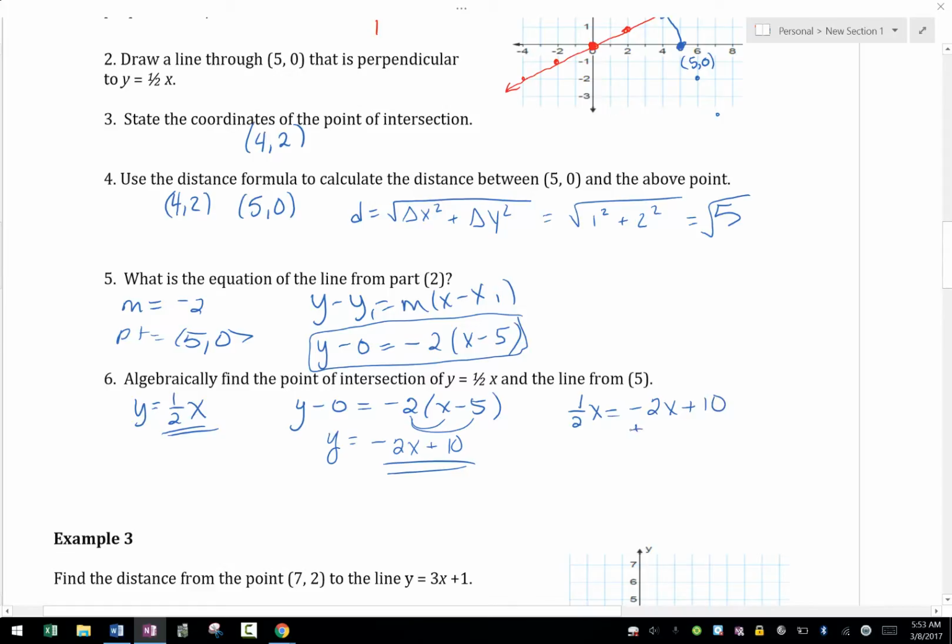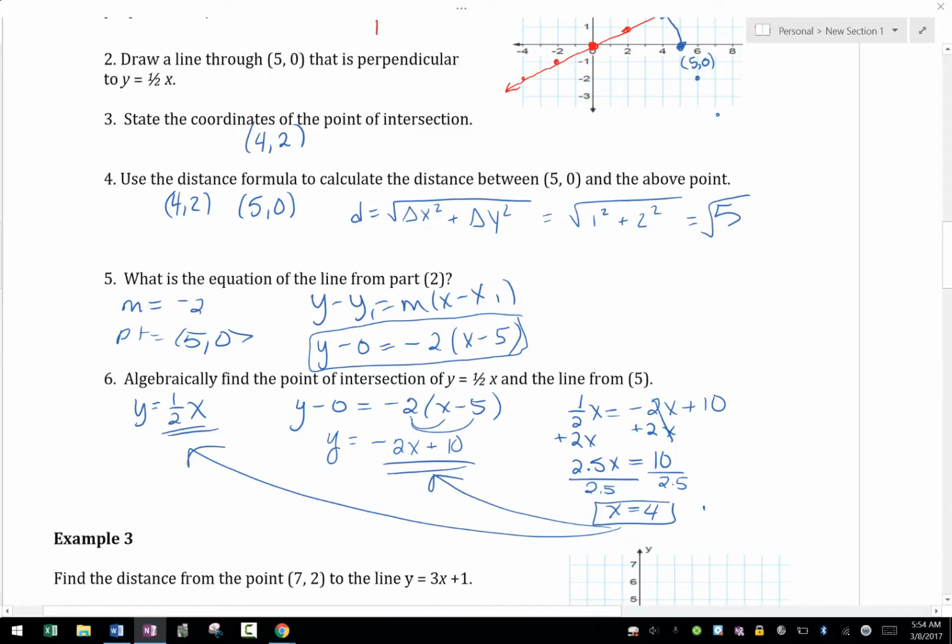And I need to solve for x, so I'm going to add 2x to both sides, which gives me 2.5x equals 10. I'm going to divide by 2.5 and get x equals 4. And if x equals 4, and I substitute it back into either one of these equations, y is 1/2 x, so y is 2. And that was this point up there. So I got the right point.